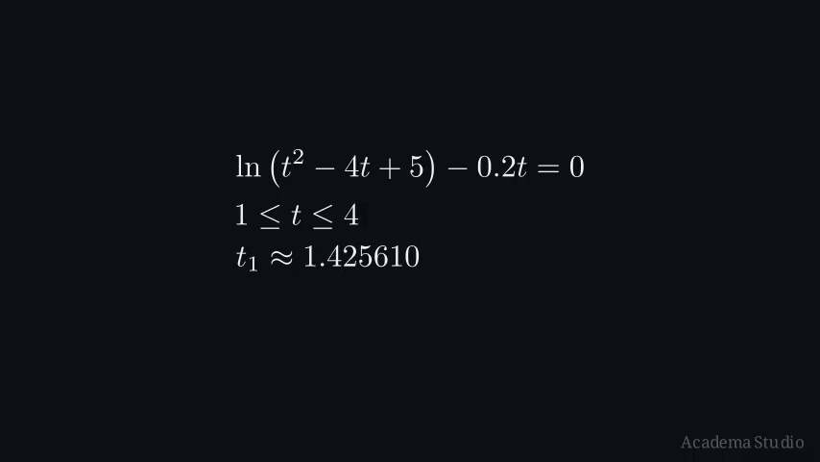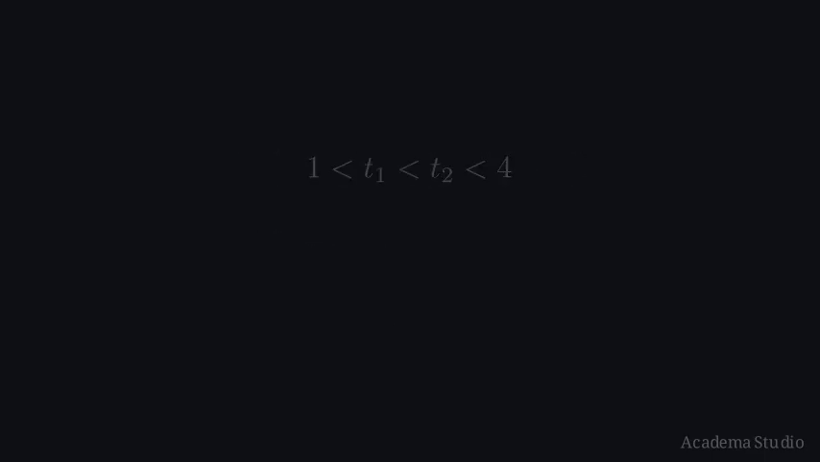t1 is 1.425610. t2 is 2.883204. The two zeros divide the interval into 3 parts. We test one velocity value in each interval: t equals 1.2, t equals 2, t equals 3.